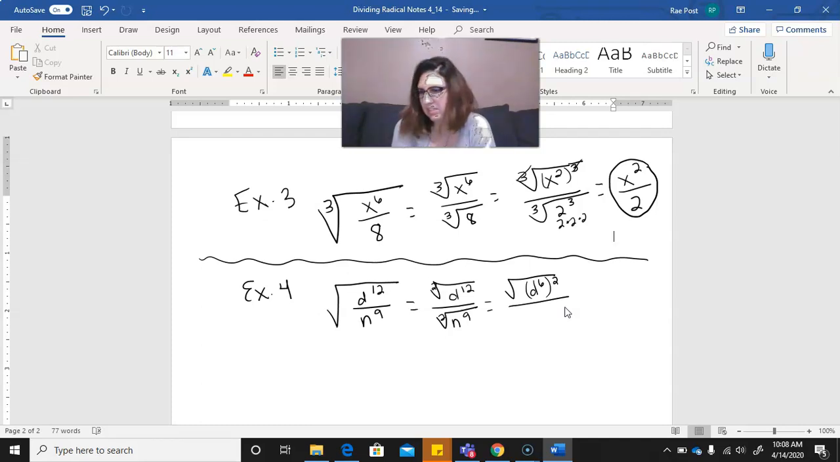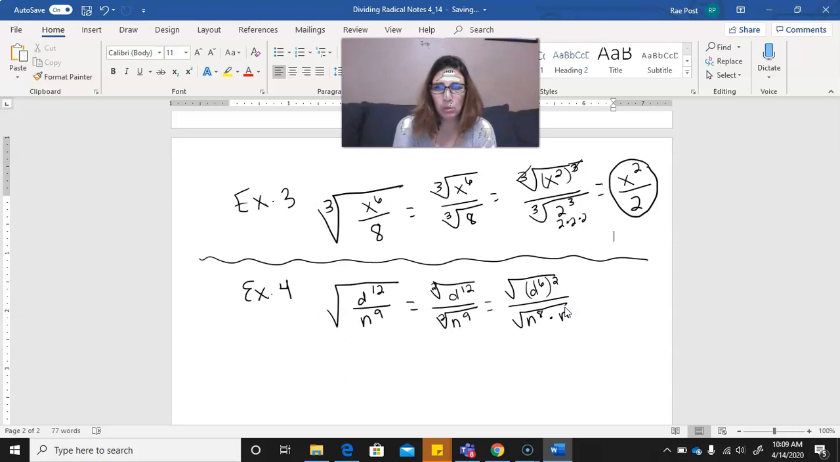Do the same thing with n to the 9th. This one's going to be a little more funky because n to the 9th, it won't divide by 2 evenly, so I'm going to have some leftovers. So what I would do, if I were you, I would look at it like this. I would take 1 away from the 9 and look at it kind of like this, right? Because n to the 8th times n to the 1 power, that's n to the 9th.